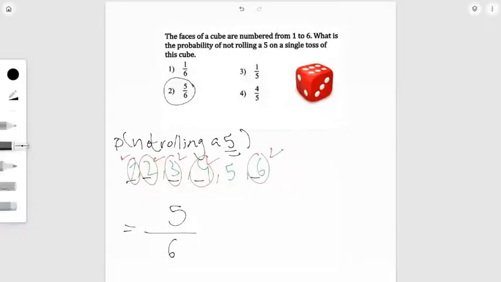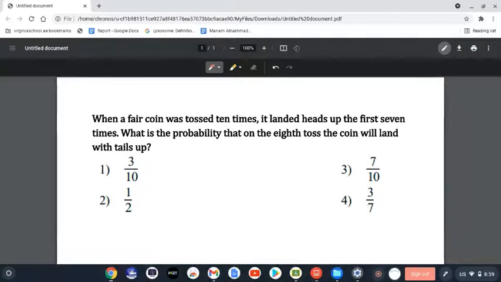When a fair coin was tossed 10 times, it landed heads up the first 7 times. What's the probability that on the 8th toss the coin will land tails up? 3 over 10, 1 over 2, 7 over 10, 3 over 7. A fair coin has 2 sides, heads and tails, that are equally likely to show when the coin is flipped. So the probability that on the 8th toss the coin will land with tails up equals 1 over 2.